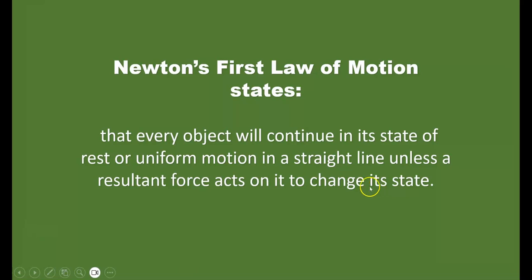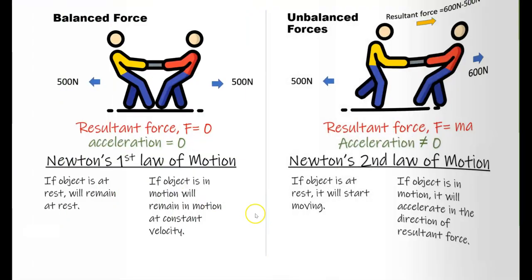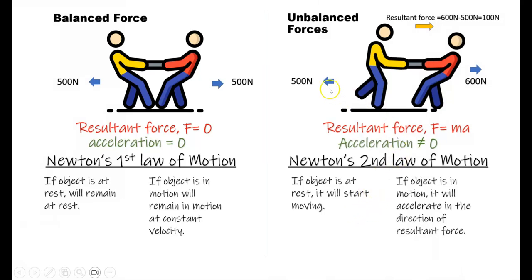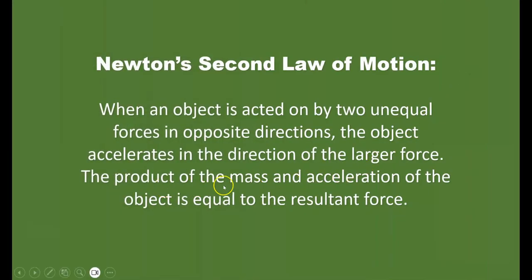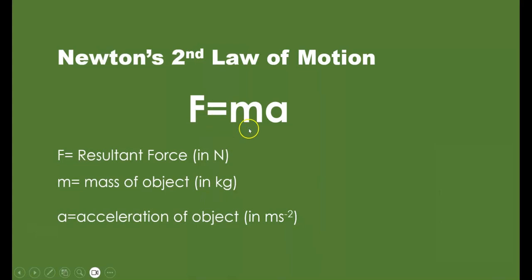Now, under what scenario will you have a resultant force? It is when the object is acted on by two unequal forces in opposite directions. Newton's second law of motion states that when that happens, the object accelerates in the direction of the larger force, and the product of the mass of the object and its acceleration is equal to the resultant force. Hence, the formula F equals ma.